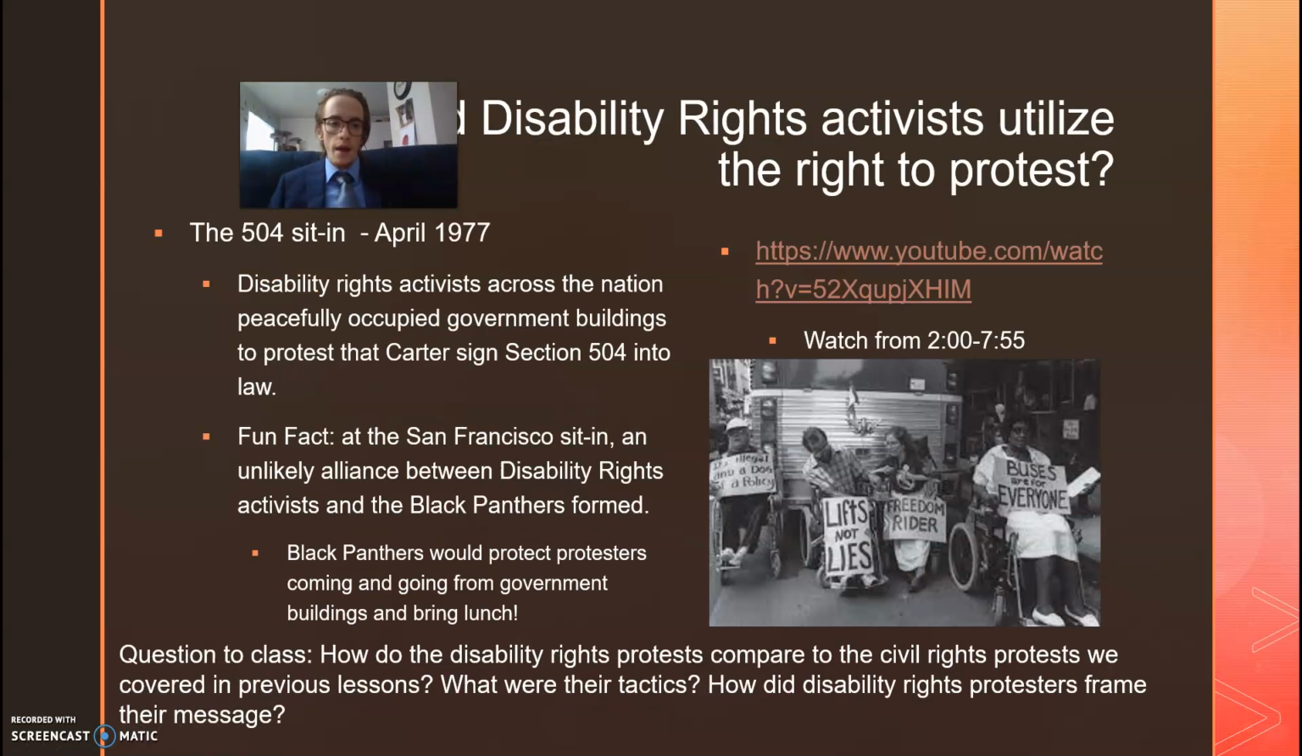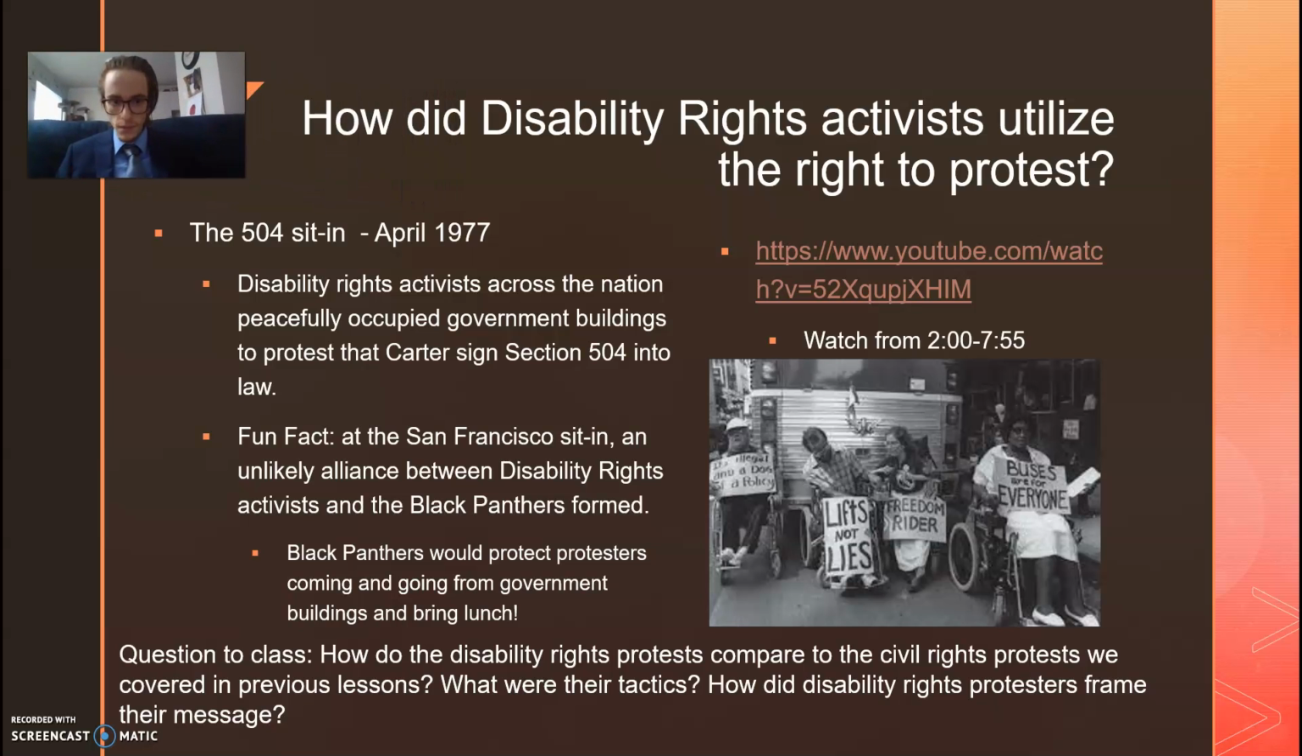And here I get into how disability rights movement protesters utilized their right to protest. We focus on the 504 sit-ins of April 1977. While there were numerous sit-ins in cities across the country in 1977, we focus on the San Francisco sit-in because it obviously got the most media coverage and there's more source material for it. And we go through this information, a little fun fact there that you can read if you want to. And then we're going to watch a little YouTube clip from an 18-minute documentary on the San Francisco sit-in.